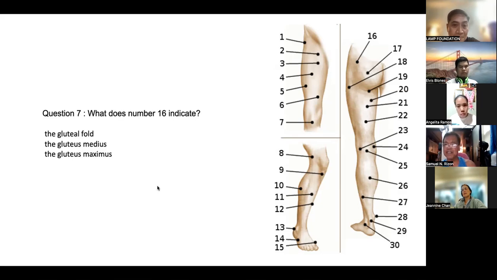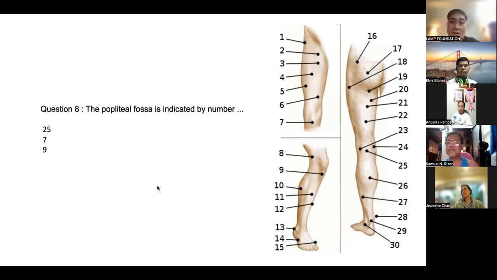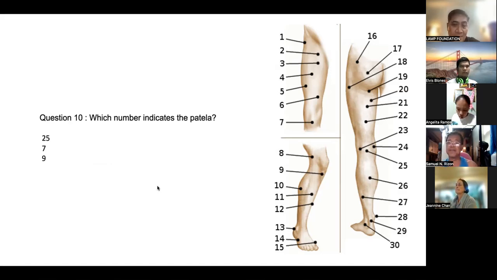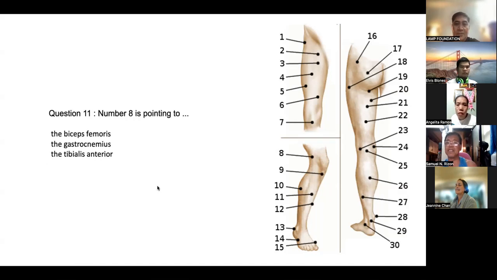Number 16. Hold on, let me check on number 16. Number 16 is gluteus medius. Great. The popliteal fossa is indicated by what number? Number 25. Number 17 indicates what? Gluteus maximus. Which number indicates the patella? Number 7. Okay. Yes. Number 8 is pointing to?